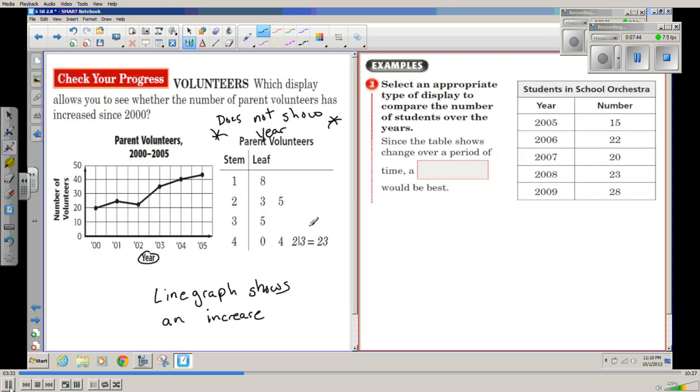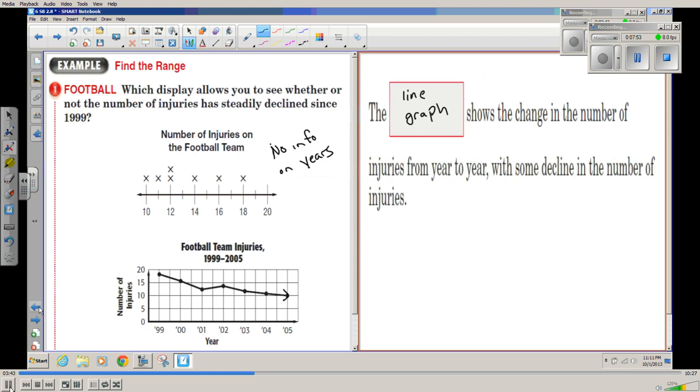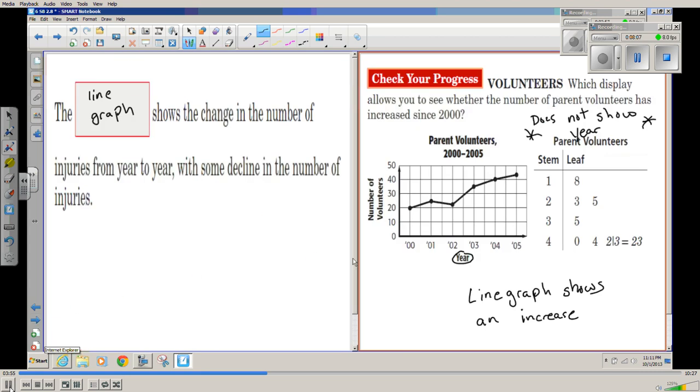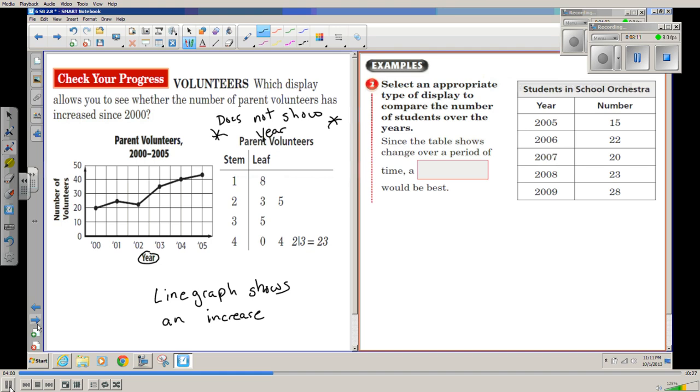That's example 2. Select an appropriate type of display to compare the number of students over the years. So we just got done doing 2 examples dealing with the fact that line graphs show years with another piece of data, whereas other plots, like a line plot or a stem and leaf plot, don't actually show the number of years that it happens. So let's select an appropriate type of display to compare the number of students over the years.